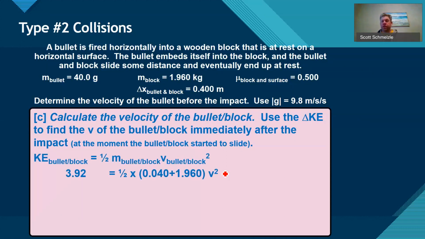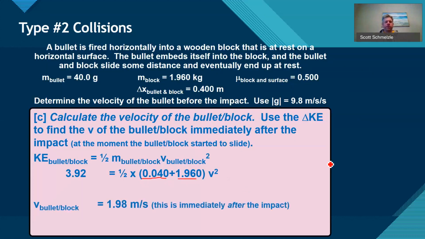That's equal to a half times the mass of the bullet and the block. So you got your bullet, you got your block, right? And that's times v squared, right? What ends up happening, 3.92 divided by a half, divided by 2, square root of that, we end up seeing that we get just under 2 meters per second. That is the kind of immediate velocity just after collision, right?